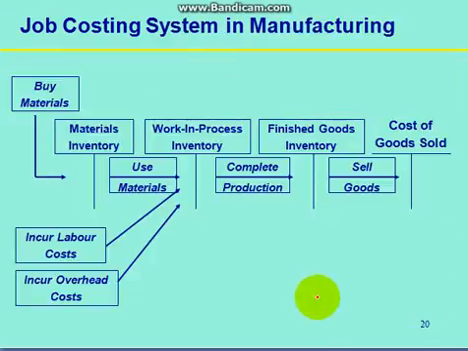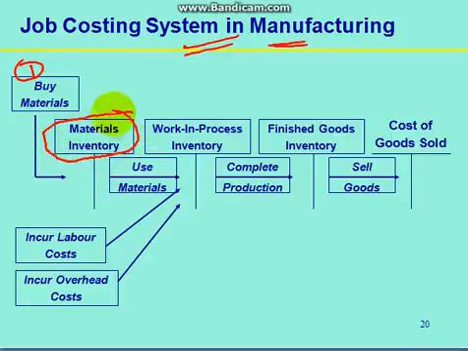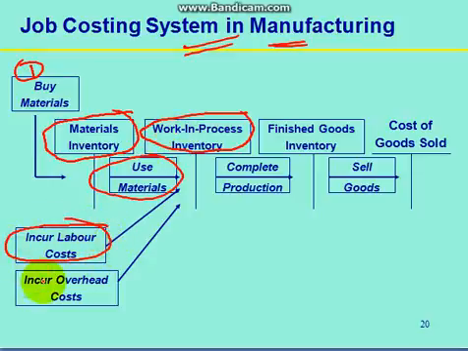So my dear friends, the job costing system is as far as manufacturing is considered. First, we buy the materials, then the materials inventory takes place. Whatever raw materials are there, we use them, and here the work in process inventory takes place. It means whenever manufacturing is going on, the processing takes place and the inventory is used. Here the labor cost comes into existence whenever the processing takes place, and the overheads also come into existence, where different overheads are there while processing the inventory.